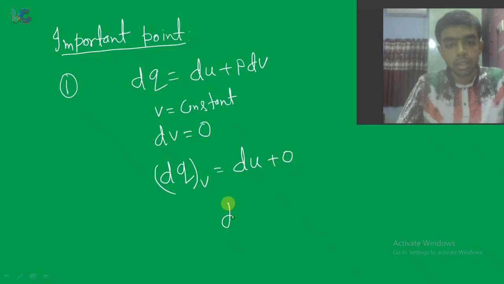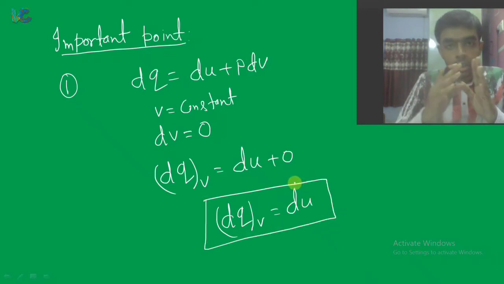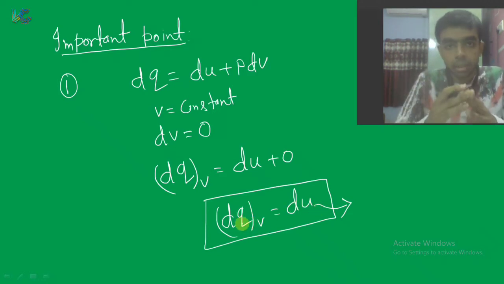That means dq at constant V is equal to dU. That means the heat taken by the system at constant volume, dq at constant V, is equal to the change in internal energy. This is the change in internal energy, and this is dq at constant V. That means heat taken by the system at constant volume is equal to change in internal energy.